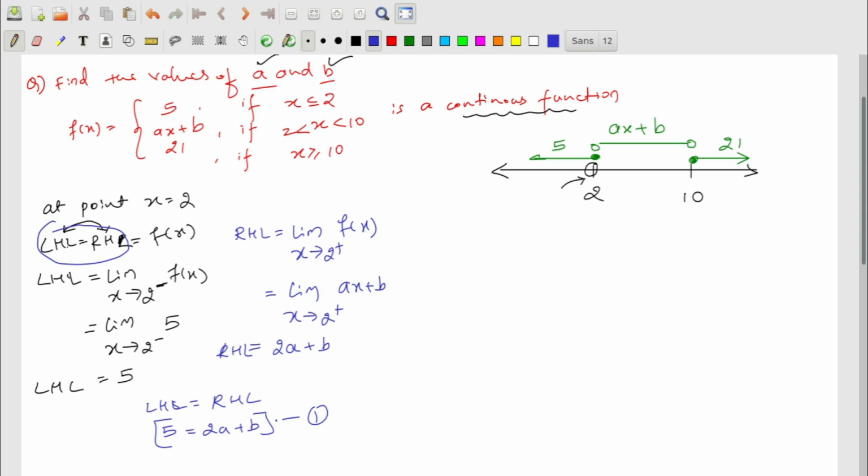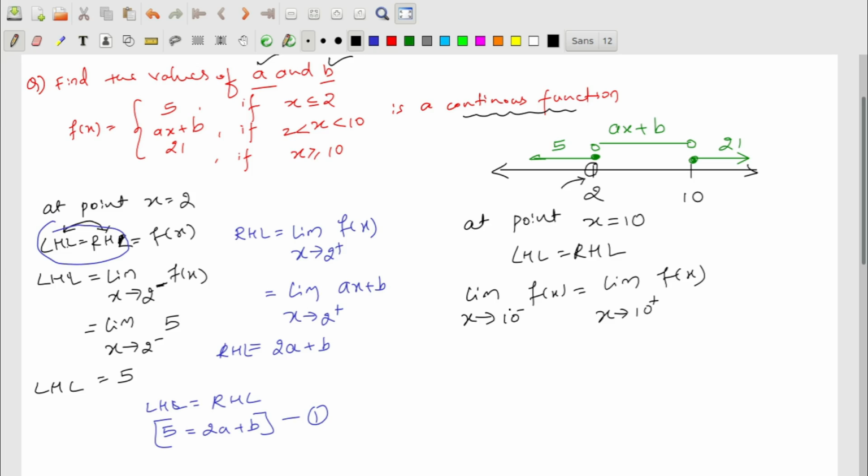Okay. Now similarly, I will take the point x equal to 10. Let me consider this point here, and again the function is continuous. So LHL is equal to RHL. What is LHL? The limit as x tends to 10 minus of f(x). And what is RHL? The limit as x tends to 10 plus of f(x). Now you substitute the value of the function. What is 10 minus? Less than 10. If x is less than 10, then the value of the function is ax plus b.